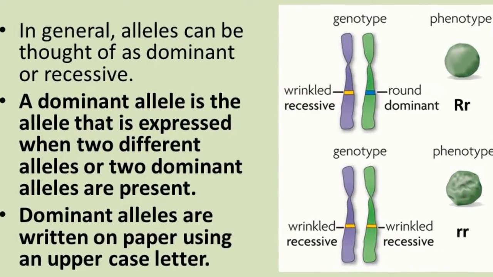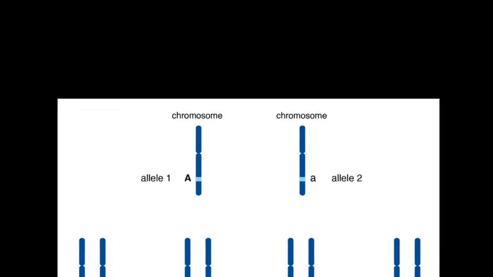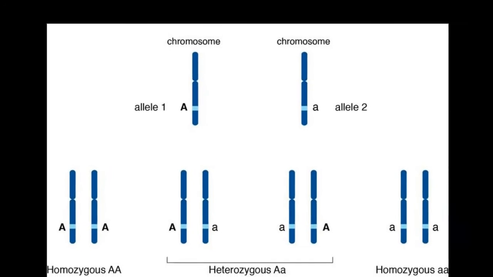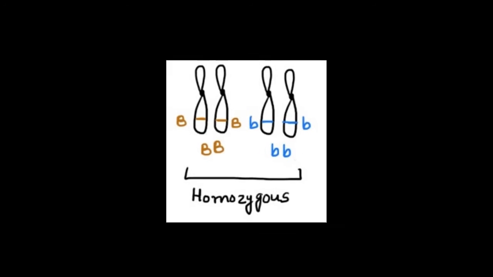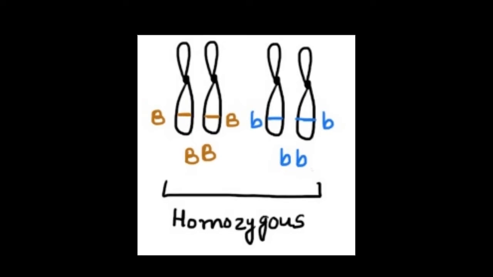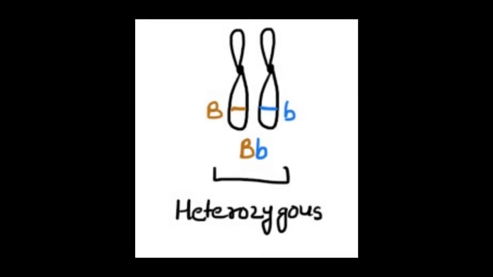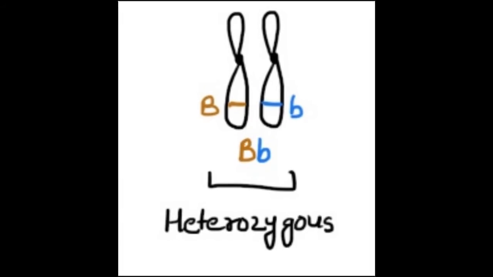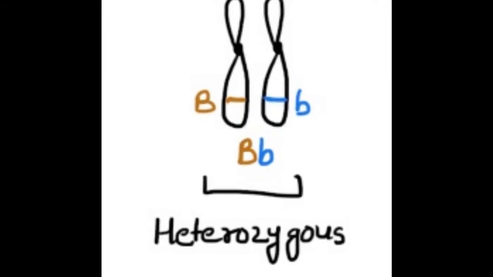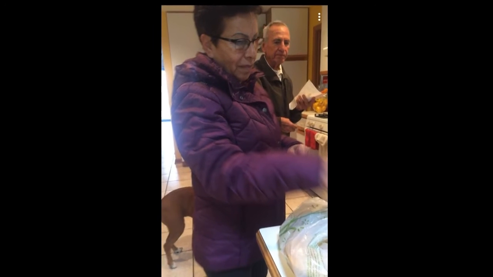Now, alleles can be the same or they can be different. If they are the same, we can call them homozygous. If they are both dominant or both recessive, we just place homozygous in front of dominant or recessive to describe them. If they are different, a dominant and a recessive, then they are considered heterozygous.